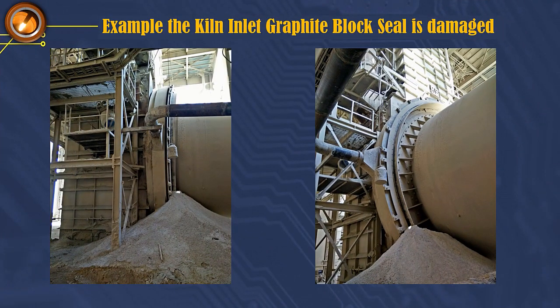This is an example of an image of the material coming out through the opening of the graphite block seal. This can happen when the kiln is started feeding, and the kiln's rotational speed is still low, or there is damage to the lip of the material entering the rotary kiln.